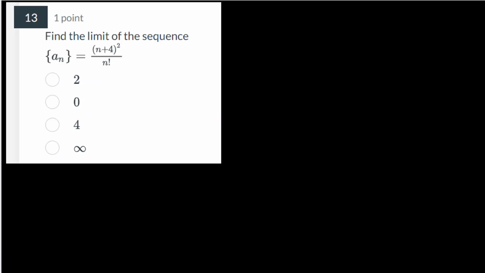Find the limit of the sequence. For this one, notice that this is a quadratic. This is a power into the second, basically. This is a factorial. So use your ideas of growth and L'Hopital's rule and such. The top is going to grow much, much, much smaller than a factorial. So this is just a power. This is a factorial. The bottom is going to grow a lot faster. So when you have a small over a really, really big, it's going to tend towards 0. So this one should just be 0.